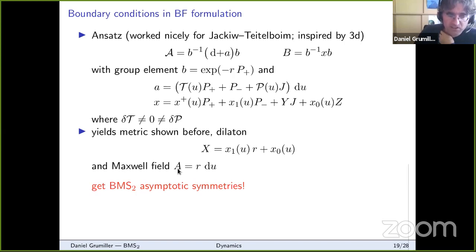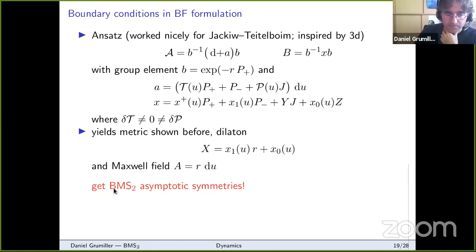Okay, and for the Maxwell field, you just get A is R times dU. So there's no state dependence here. You just have the Coulomb potential in two dimensions. So you know, in two dimensions the Coulomb potential is a confining potential. It's just linear in R, and that's what it is.